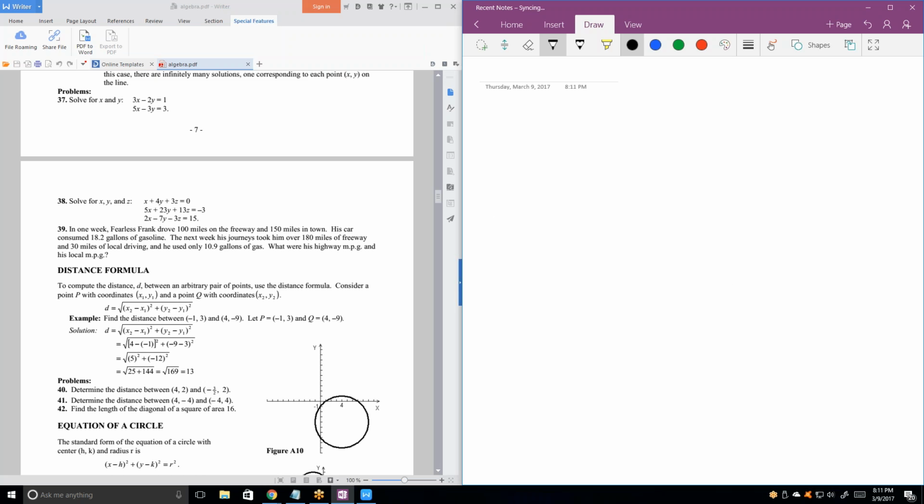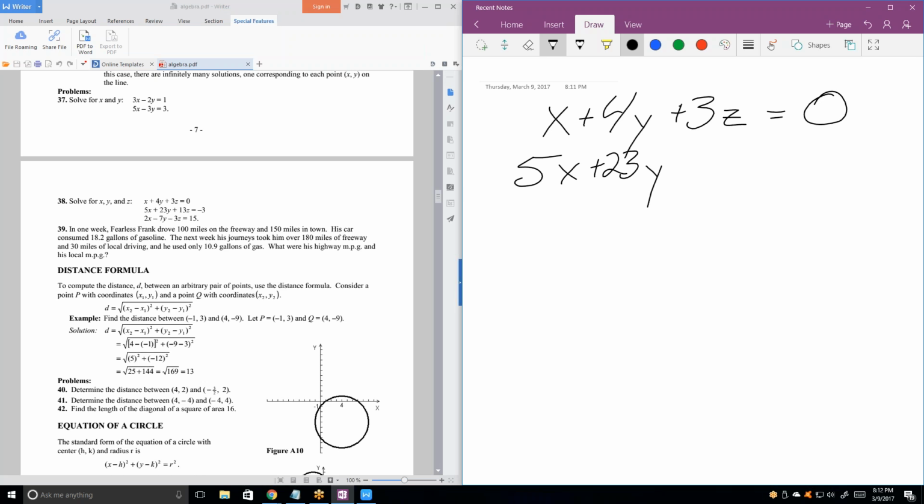Now, 38. Solving 3 equations and 3 unknowns by using elimination is very complicated. I'm going to go through it real quick. Do you know how to do it by chance? Would it be like the same as the first one, but just with... Well, there's a very specific method that I use.